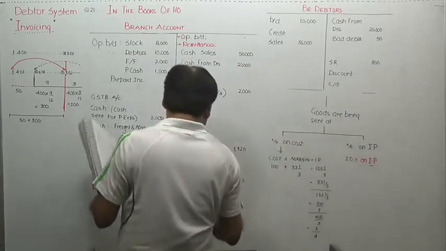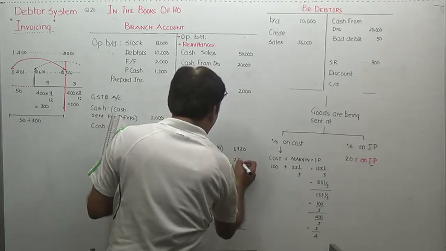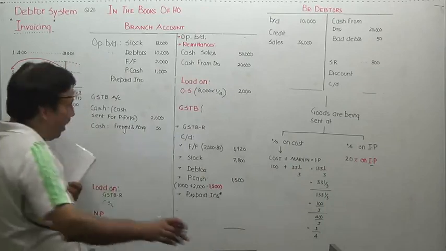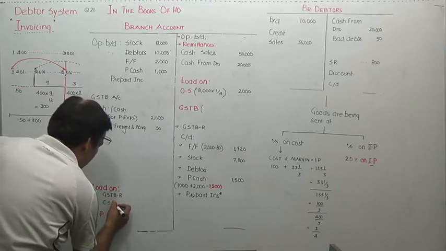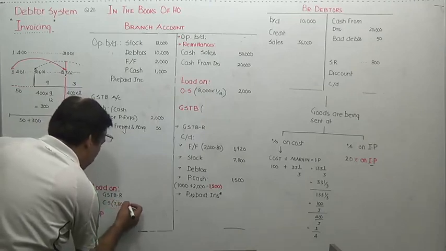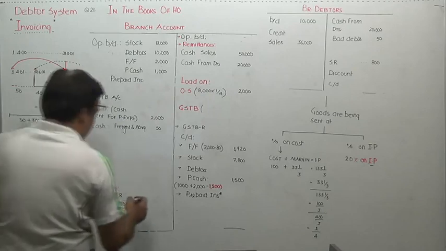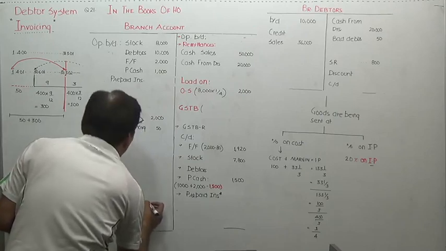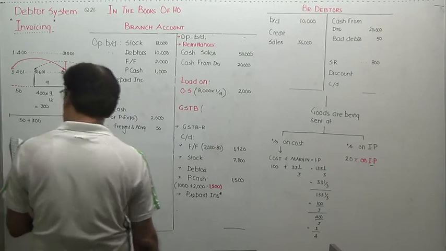Stock at the end is 7,800. So, stock at the end is 7,800. You would write here 7,800. And, of course, the loading part will be incorporated, closing stock, 7,800 into 1 by 4. That comes down to 1950. Is it? I think so. Yes, it is 1950. That is loading on closing stock.